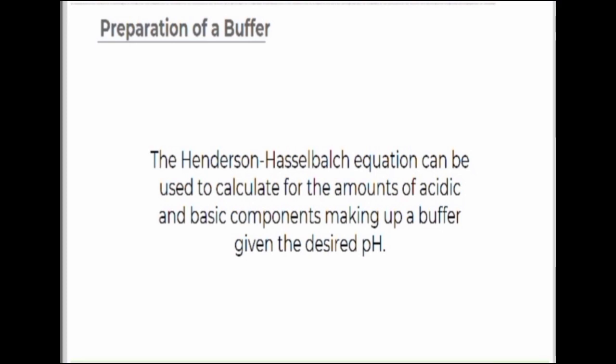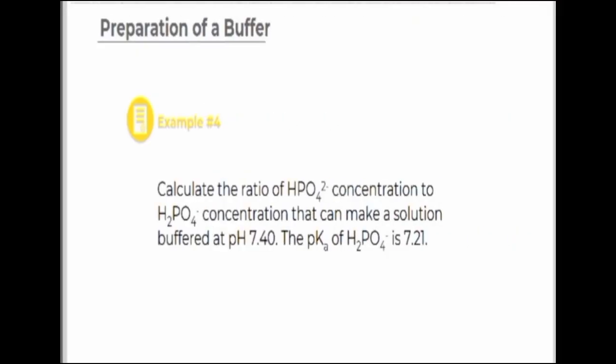The Henderson-Hasselbalch equation can be used to calculate the amounts of acidic and basic components making up a buffer given the desired pH. Example 4. Calculate the ratio of hydrogen phosphate ion concentration to dihydrogen phosphate ion concentration that can make a solution buffered at pH 7.40. The pKa of dihydrogen phosphate ion is 7.21.